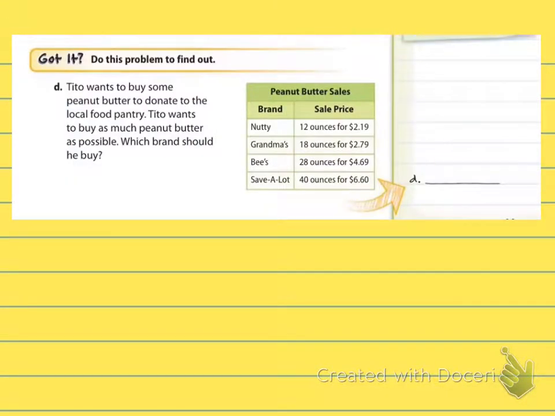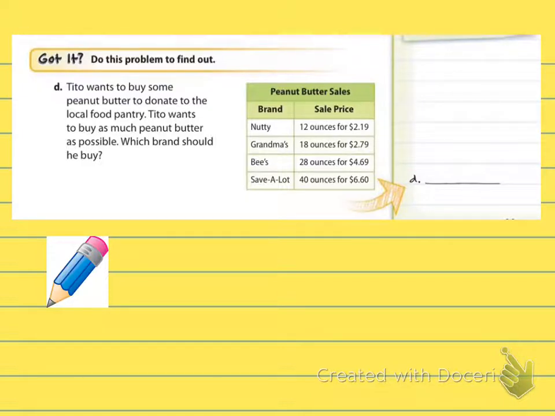All right, so now it's your turn to do this one. So go ahead, you're going to do the same thing. Now the numbers aren't too big, but if you look at this, there are 4 components to this, 4 parts. So you need to figure out how much the Nutty brand sells, as far like the Nutty peanut butter sells, as far as per ounce, how much grandma sells per ounce, B's, and Save-A-Lot, which means you're doing 4 separate problems where you're dividing and finding the unit cost for each of these.